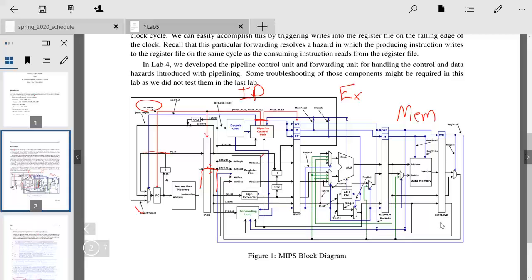So it's generated in the forwarding unit, and then it's latched into the IDEX pipeline register. And see, here it is. This is it right there. Okay.